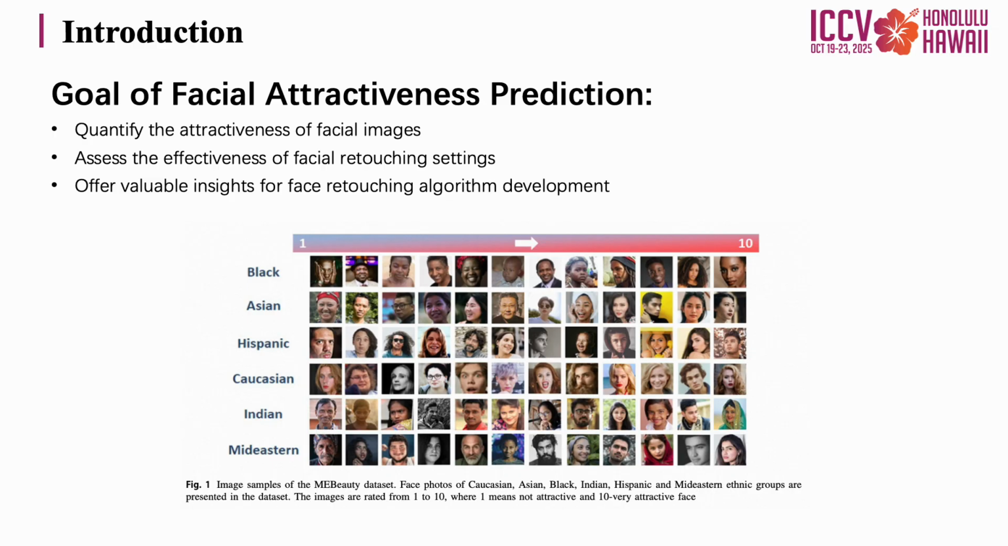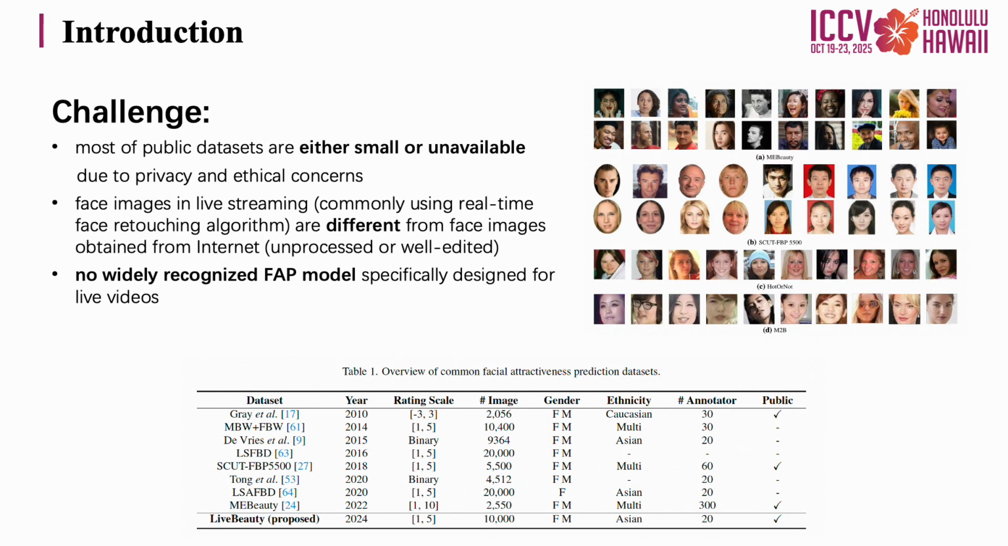algorithm development. As shown in the bottom figure, numerous FAP datasets have been proposed in recent years, many of which encompass a rich diversity in age, gender, face expression, and pose. However, most of these datasets are either small or unavailable due to privacy and ethical concerns.